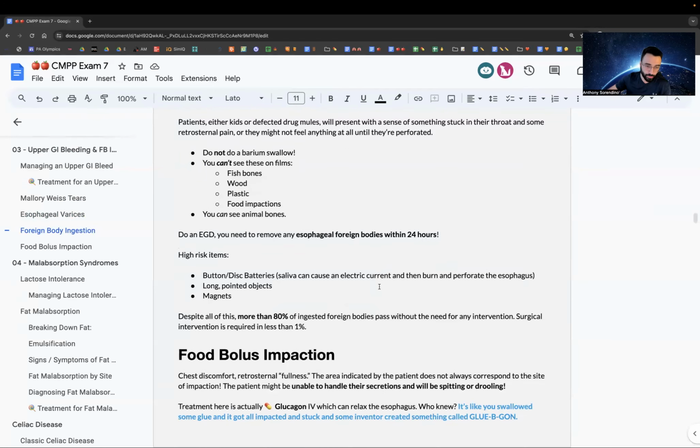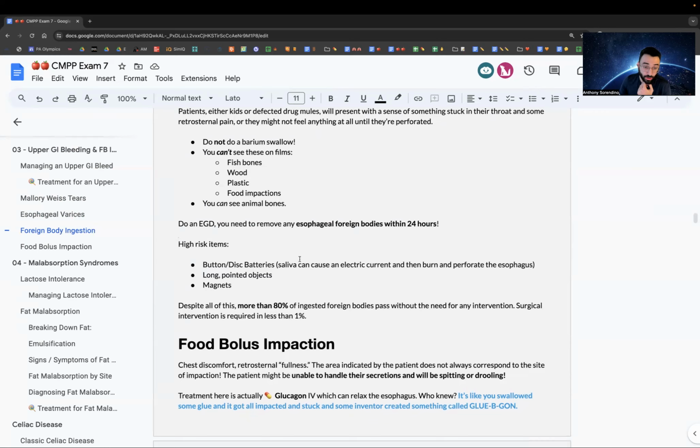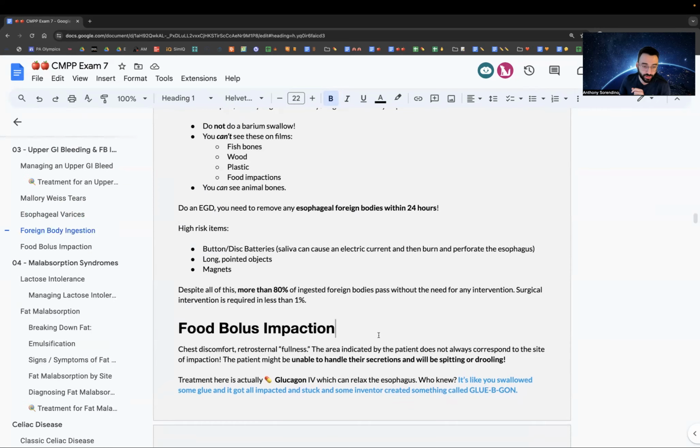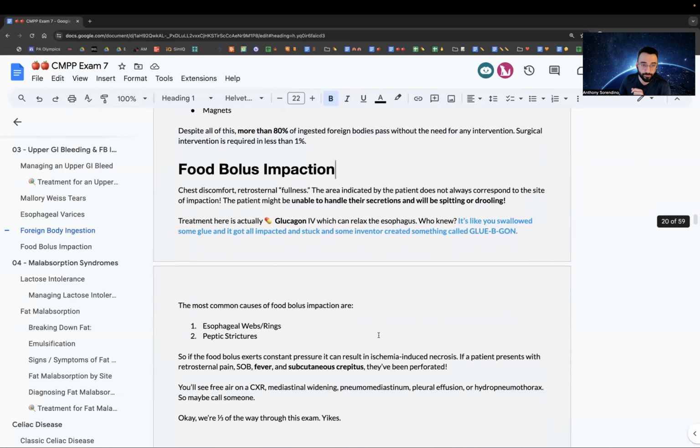High-risk items are button and disc batteries. Why are disc batteries dangerous? Because saliva can cause an electric current, and then you can burn and you can perforate. Long pointed objects like a toothpick, and magnets are also high-risk, because they can stick together and cut off a part of your GI tract. Despite all of this craziness, more than 80% of these are just going to pass without the need for any intervention. Surgical intervention is only needed in less than 1%.